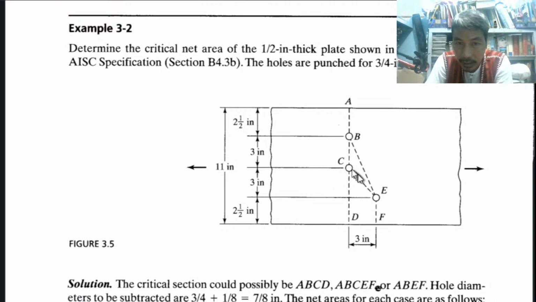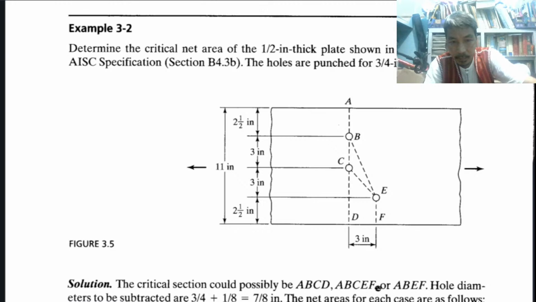But this is a staggered path. This is the diagonal path, which is more than 3 inches. From this point to this point, 3 inches. So this is a 45 degree triangle, 3, 3, therefore this one is 3 square root of 2. The length is 3 square root of 2.